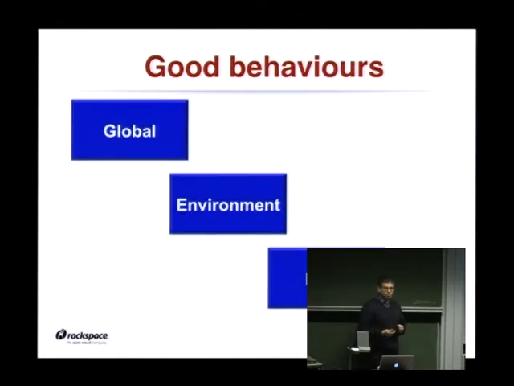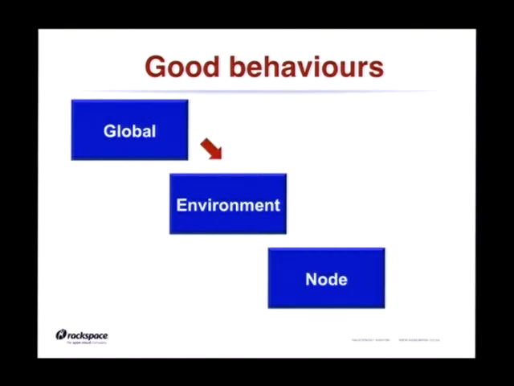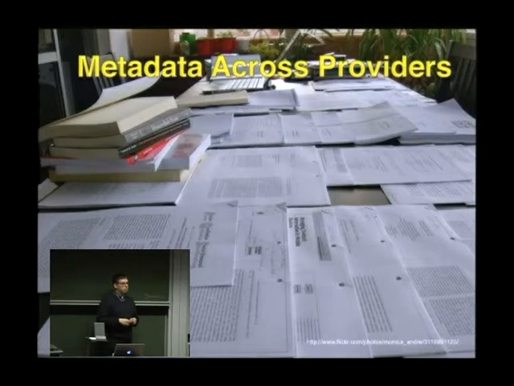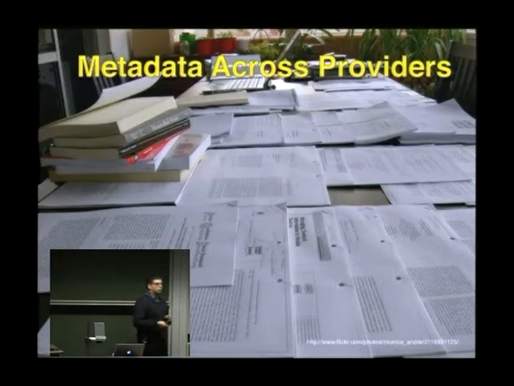So a good behavior, as I said, would be declaring global, then that being modifiable by the environment, and at the same time being modifiable by the node. And this problem just gets bigger, right? Because you have metadata in just one thing, such as Chef or Puppet, but then you have more players in the field. You have your provisioners, like CloudInit, like Cobbler or Crowbar, or like Juju. And those provisioners also have their own set of metadata.